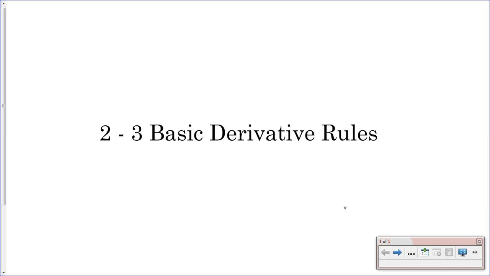2-3, basic derivative rules. All right, so let's start out by talking about the constant rule.